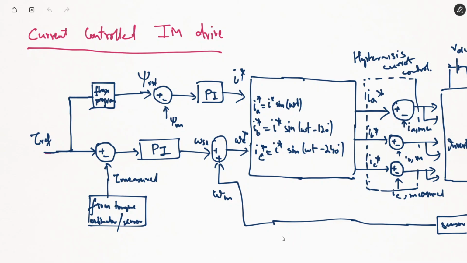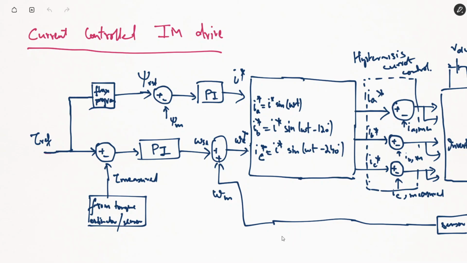The advantage with current controlled drive is that current response is much more robust as compared to voltage response. Current rises more rapidly as compared to voltage. That means our speed response will be much better as compared to a voltage controlled induction motor drive.